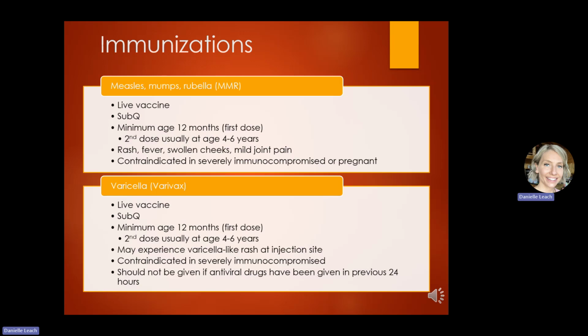They're both contraindicated in severely immunocompromised patients or pregnant patients. For the MMR vaccine, some side effects that are common are things like a rash, a fever, swollen cheeks, and mild joint pain. For the varicella vaccine, a possible side effect is that the client can experience a vesicular varicella-like rash at the injection site. And it should also not be administered if any antiviral drugs have been given in the previous 24 hours.